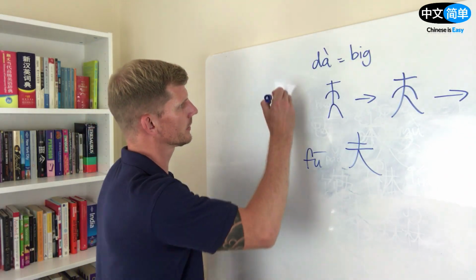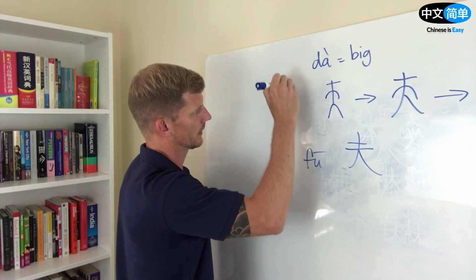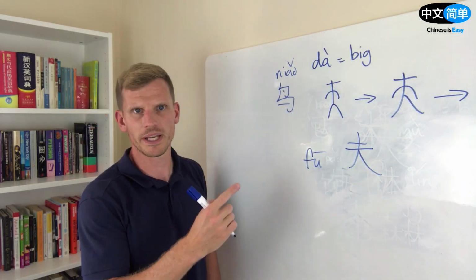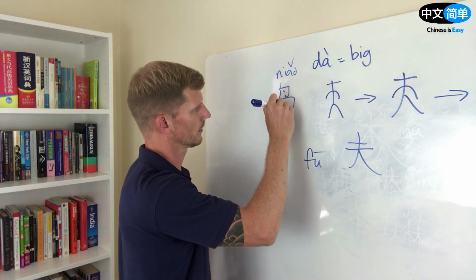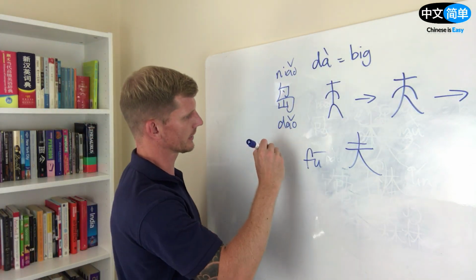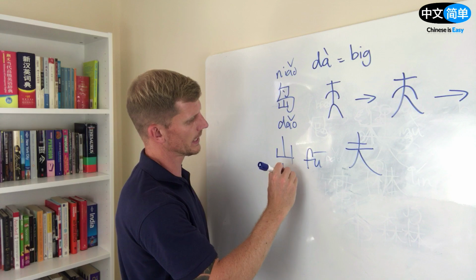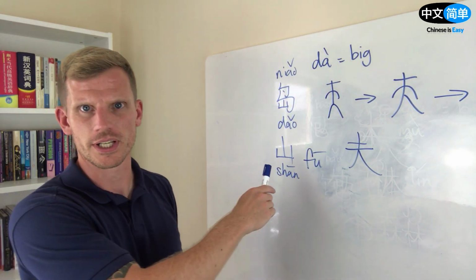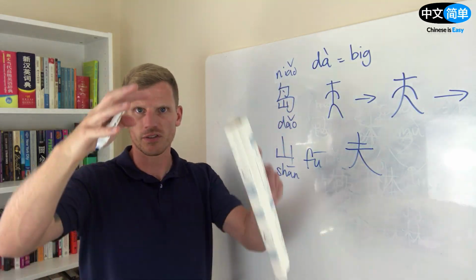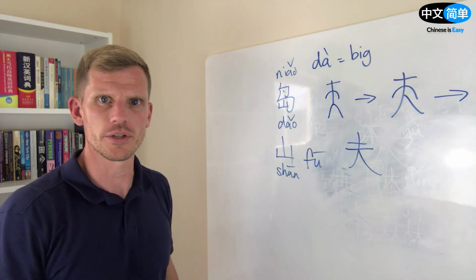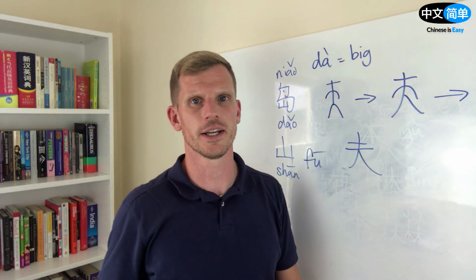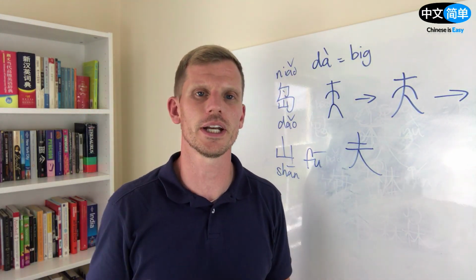So the character for bird is Niao, okay? I hope you can see that. And if we want to make this into the character for island, okay, which is Dao, we put this character, Shan, which means like a mountain. So an island is a place where you have lots of birds sitting on a mountain or a rocky outcrop. So you can imagine a rocky outcrop in the ocean with lots of gulls sitting on it. So it's pretty interesting, right? I found it really interesting.